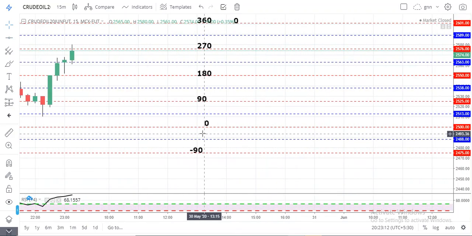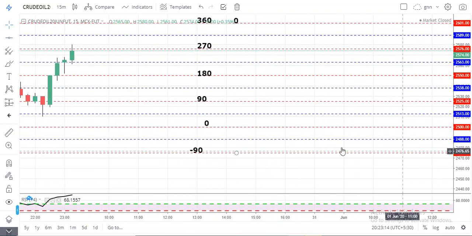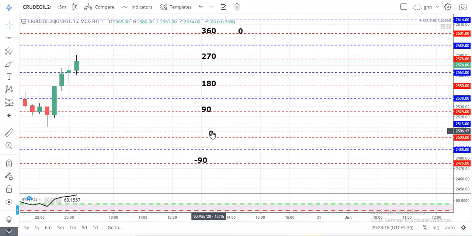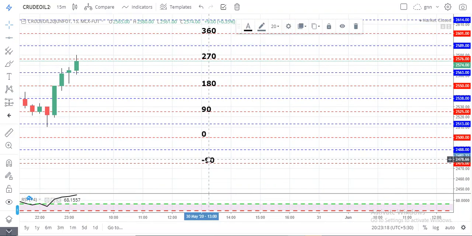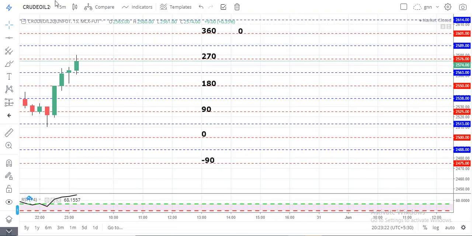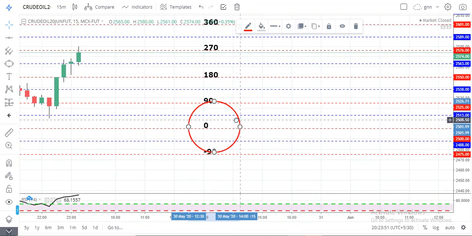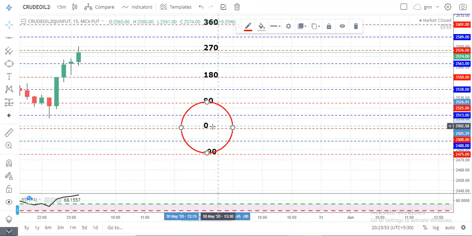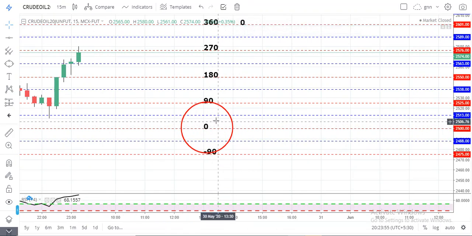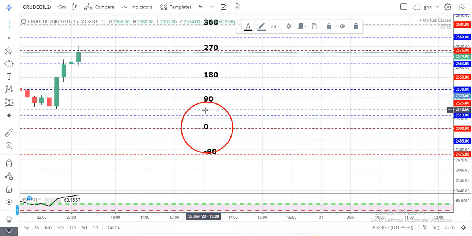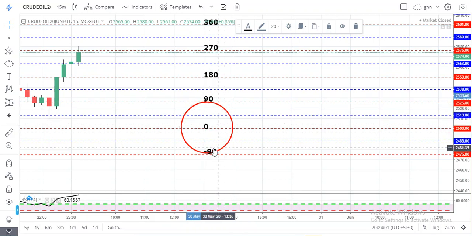In case we have decided 2500 as 0 degree, then price will move like this. So I'll draw and show you that circle. The circle will go like this. As I said, 0 is a midpoint. The first circle goes above the 0 and it will touch 90. Again it will come back to minus 90. This is the range bound market.